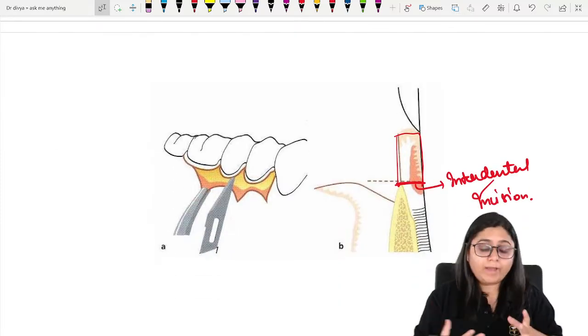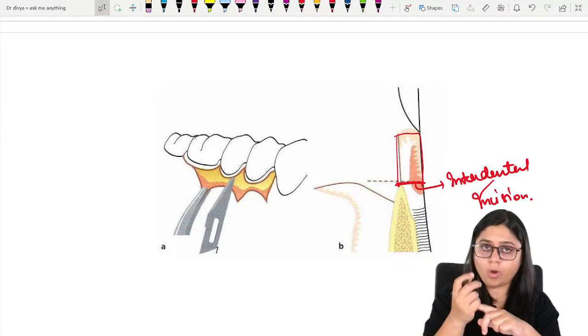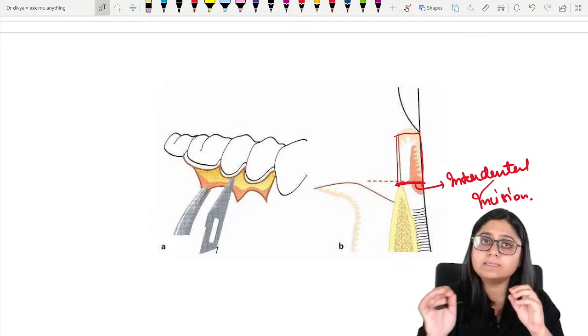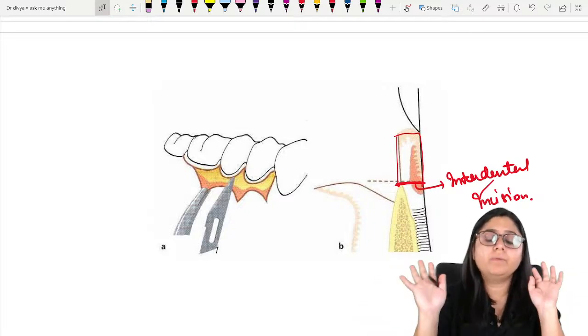So why did we develop the modified Widman flap? So that there was less trauma to the tissue. Otherwise, the whole procedure is similar between the modified Widman and the Widman flap. Okay.